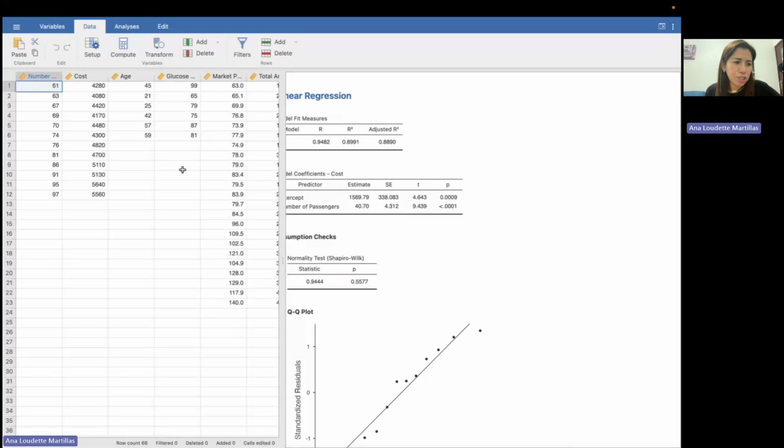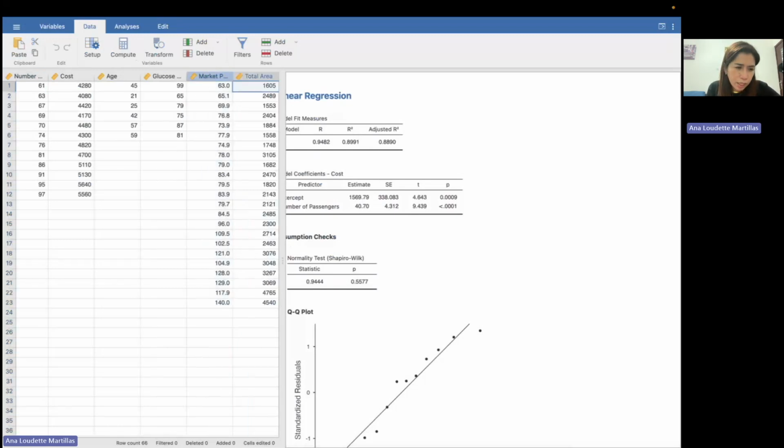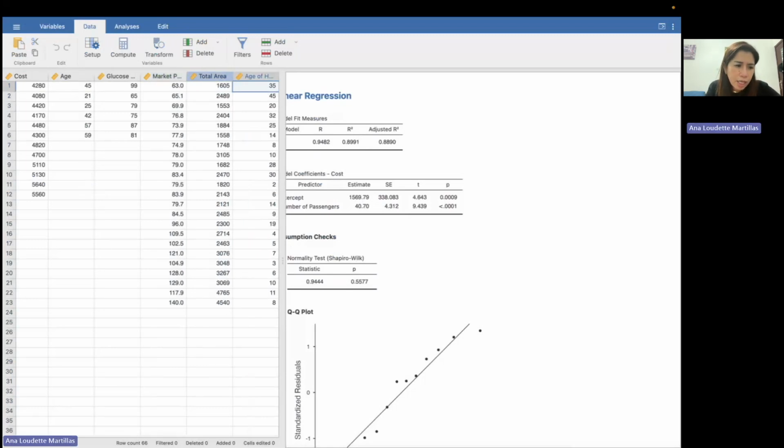Suppose the researcher wants to develop a regression model to predict the market price of a home by two variables, which are the total number of square feet in the house and the age of the house. So all we have to do is open Jamovi, and set up 3 columns. Column 1 is named market price. Column 2 is square feet or total area. Then column 3 is age of the house.